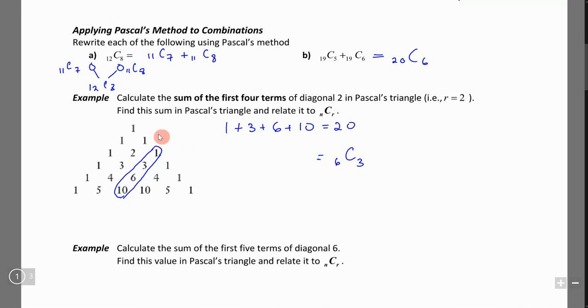How do I know this? It's based on the combinations of each term. So we have row 2 choose position 2, plus row 3 choose position 2, plus row 4 choose position 2, plus row 5 choose position 2. And that's going to be equal to 6 choose 3.